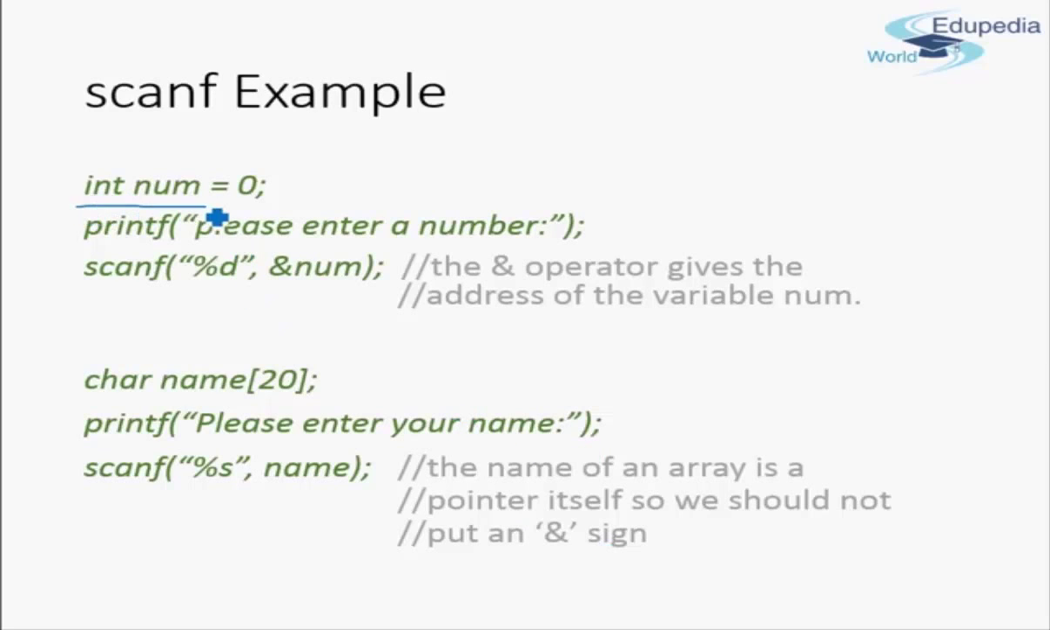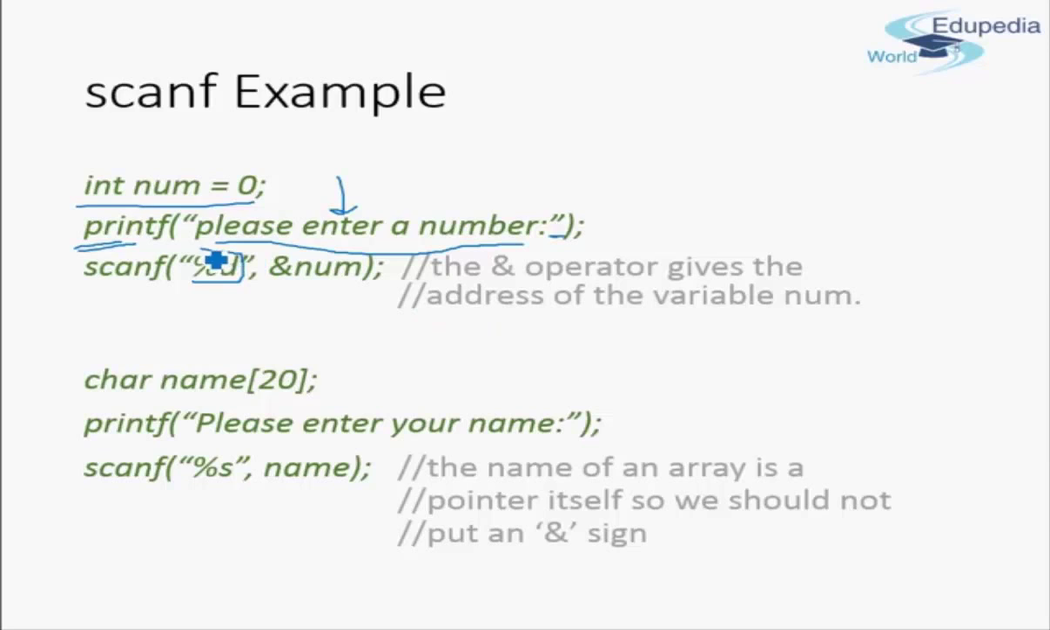So suppose our variable is int num equal to 0. Now first we have to ask the user to input something. This is not mandatory, but obviously the user will otherwise never come to know that we are expecting an input from them. So we have to print something on screen to tell the user that an input is expected. So printf "Please enter a number:". This line will be printed on the screen, the colon will be printed, and after that there will be the cursor. So now the user will understand that they have to input something.